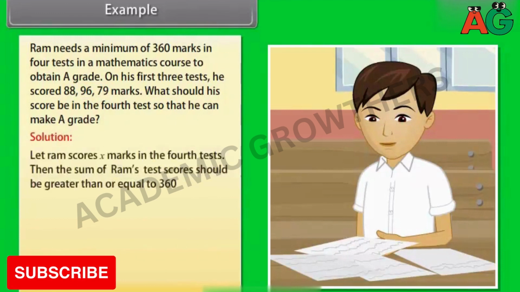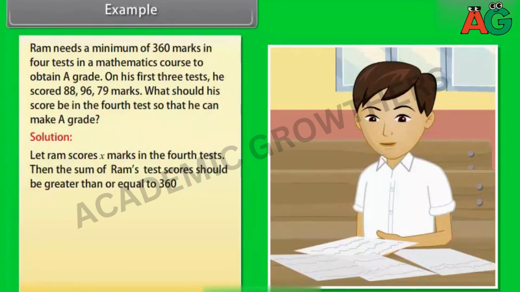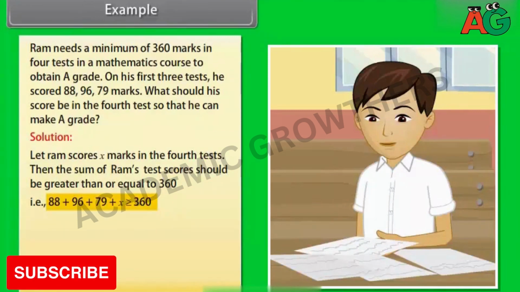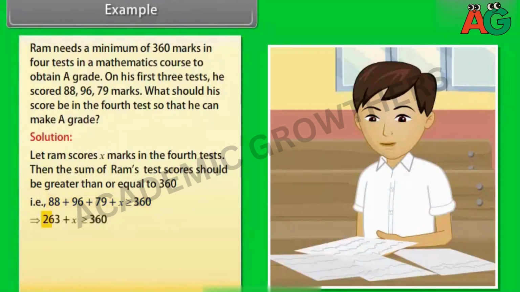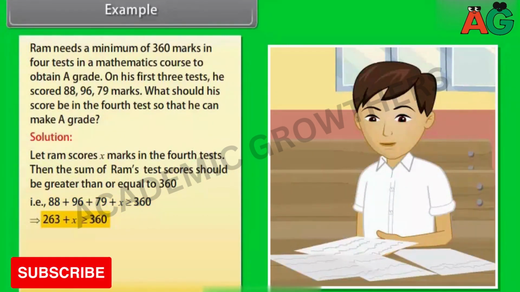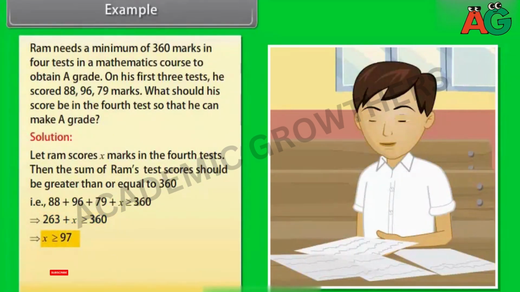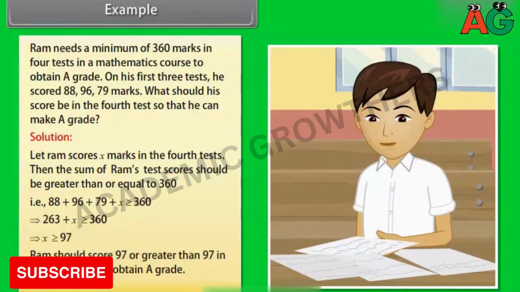Solution. Let Ram score x marks in the fourth test. Then the sum of Ram's test scores should be greater than or equal to 360. That is, 88 plus 96 plus 79 plus x greater than or equal to 360. It implies 263 plus x greater than or equal to 360. It implies x greater than or equal to 97. Ram should score 97 or greater than 97 in the fourth test to obtain A grade.